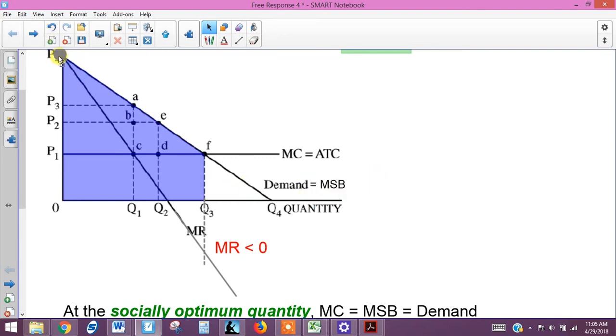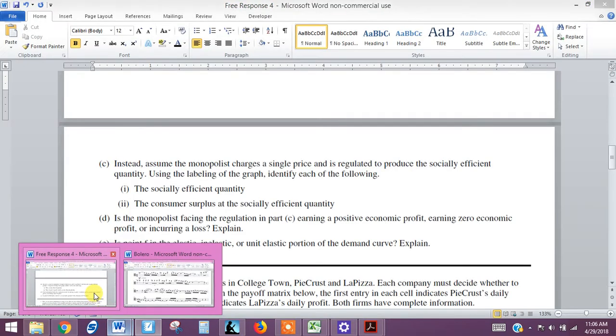Because it's marginal, as you produce more, the marginal benefit goes down. Now, that point obviously is right here. This is where marginal cost equals demand, or marginal social benefit. So for part C, you simply want to identify that quantity as Q3. That's part C1, I guess.